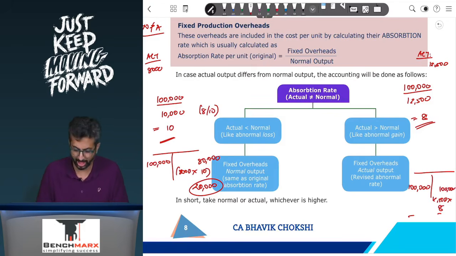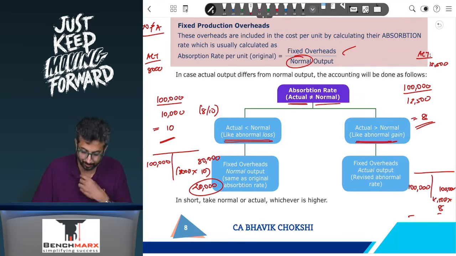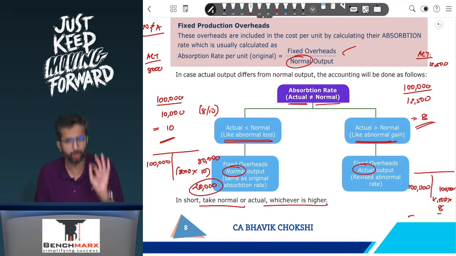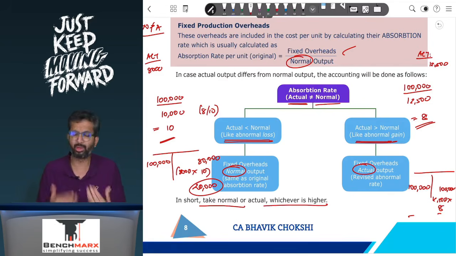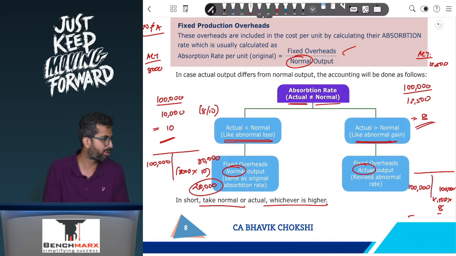producing units. Hence, when I look at absorption rate, usually it is fixed overheads divided by normal output, but in sums where normal is not equal to actual, you remember the rule that if actual is lesser, it is like an abnormal loss, you could produce less, but if actual is greater, let's say an abnormal gain, you will take fixed overheads based on actual output, because normal or actual, whichever is higher. So basically, in short, take normal or actual, whichever is higher. It's a little confusing, a little something that you will need to practice. We'll do sums on this.